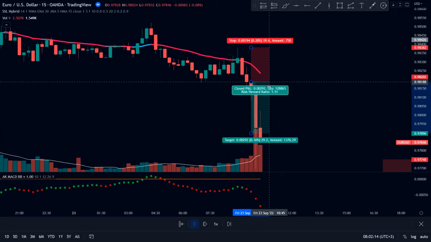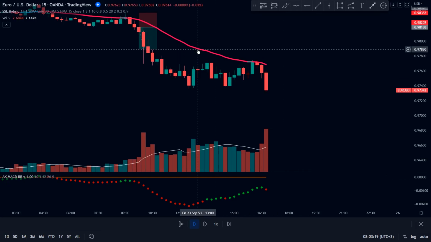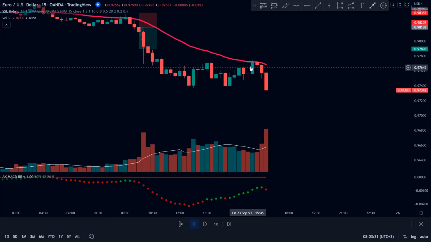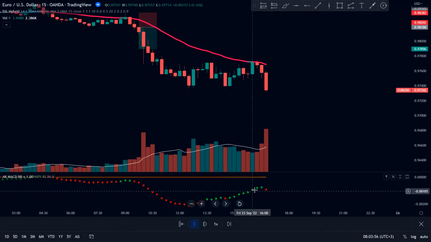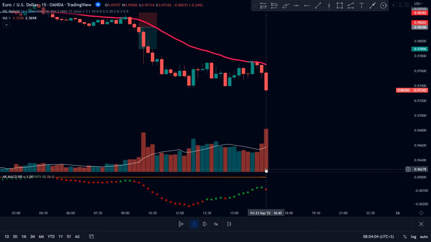Now here is another example. As we can see here, the MA baseline was colored in red and the price was trading below it. Price then created a pullback to this MA baseline, and as you can see here, the MA baseline changed color to gray during this pullback. Finally, we wait for these green dots to change color to red, and we also make sure that the volume bar is above the moving average.